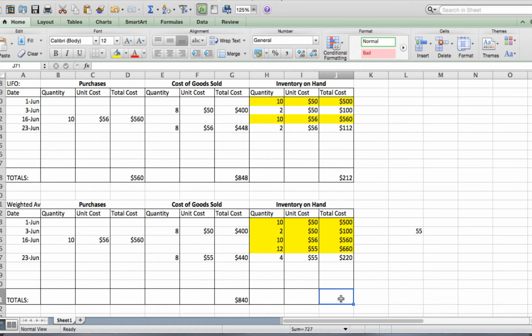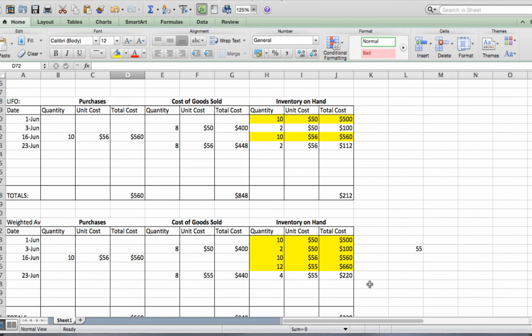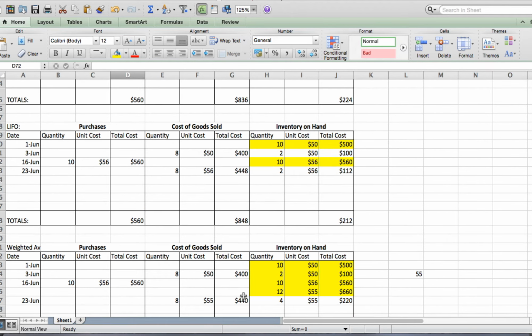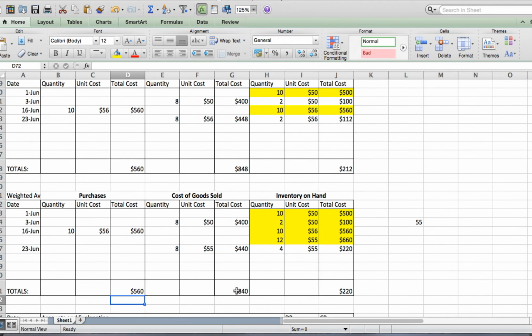Now when I carry down my total inventory on hand, I have $220 here. Costs stay the same at $560. And so $220 inventory on hand should be between LIFO and FIFO. It is. It's between $224 and $212. Cost of goods sold should be in between $836 and $848. It is. And total costs stay the same. But just like with the other two, if I sell off all my inventory, these will equal out. And all 3 methods will be equal.